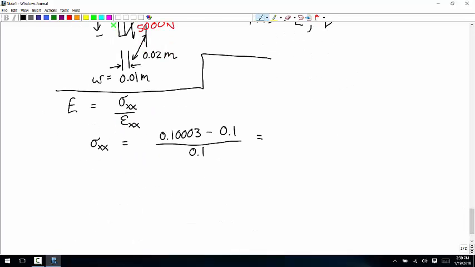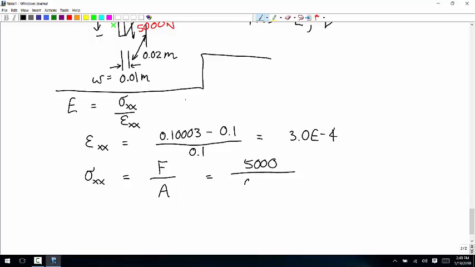So what I'm saying here is totally wrong. I'm thinking of the strain. So the XX strain is this, and that is 3 times 10 to the minus 4. That's a strain, so it doesn't have units. And then the stress is the force divided by the area. So that's 5,000 divided by the area, which is 0.01 times 0.02.